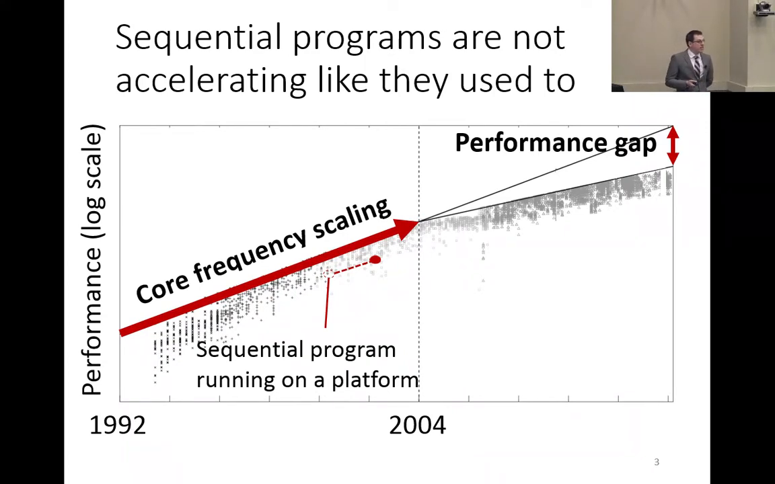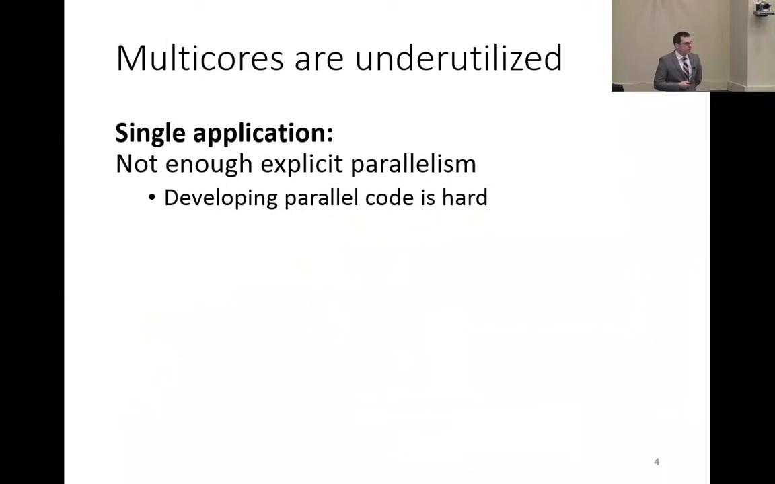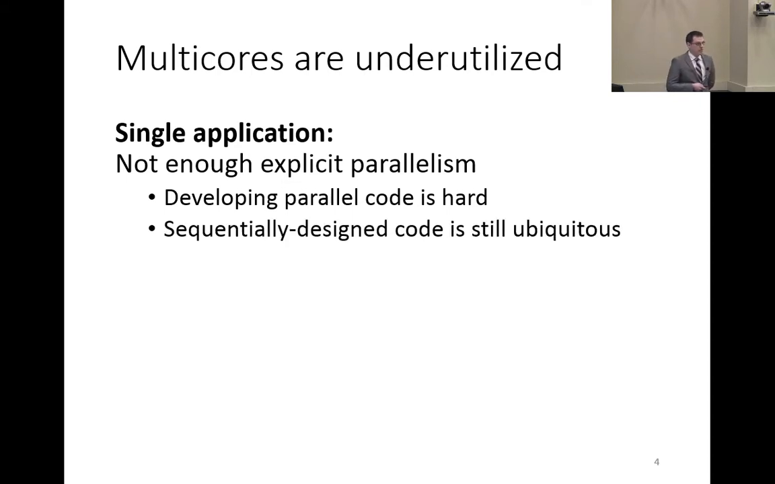In exchange, we have a lot of cores in a single chip. But most of these cores today are underutilized because fundamentally, we don't have enough explicit parallelism in a single application, because developing parallel code is much harder. It's much harder to develop parallel code, debug it, maintain it. That's why today, after 10 years that we are in the multi-core era, sequentially designed code is still easy.